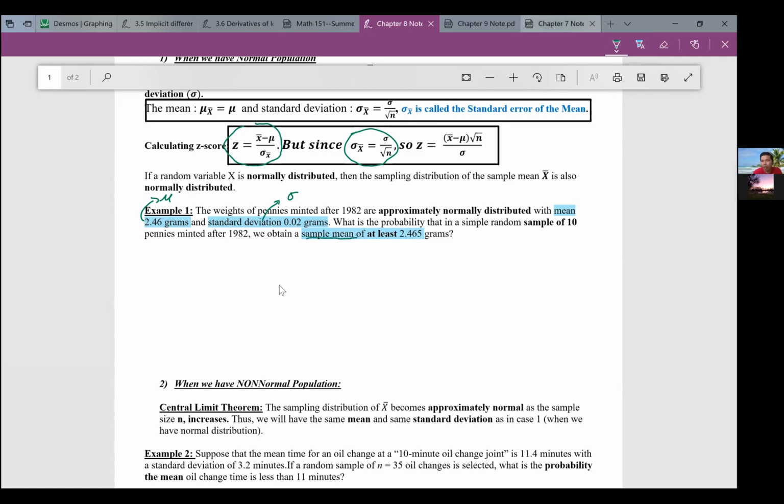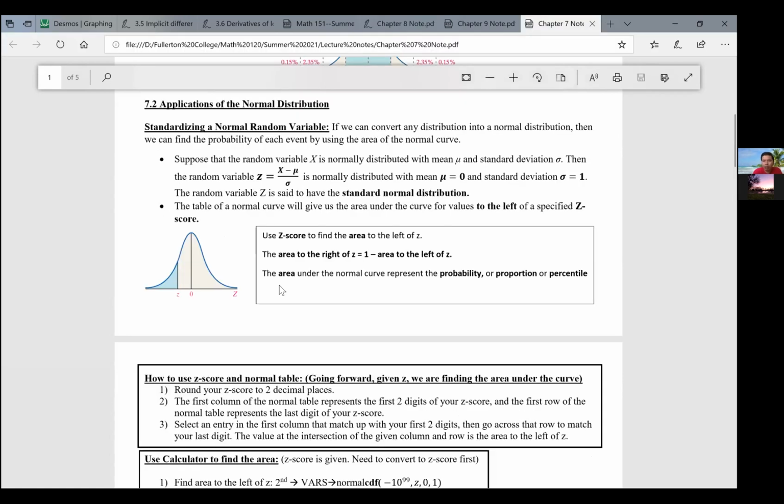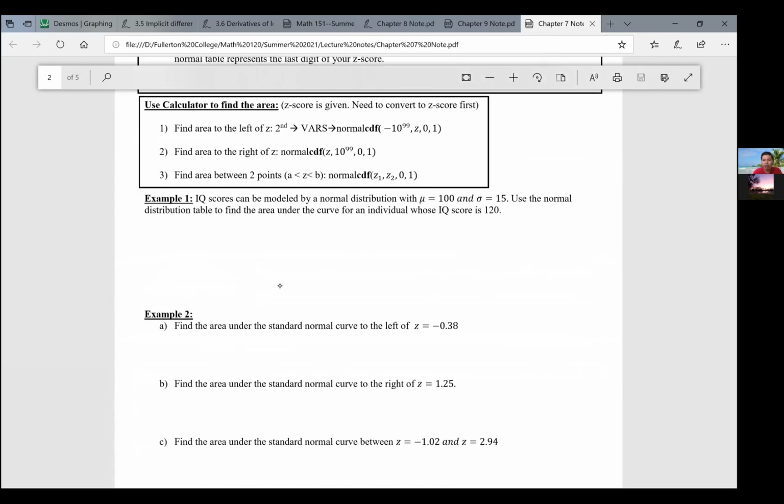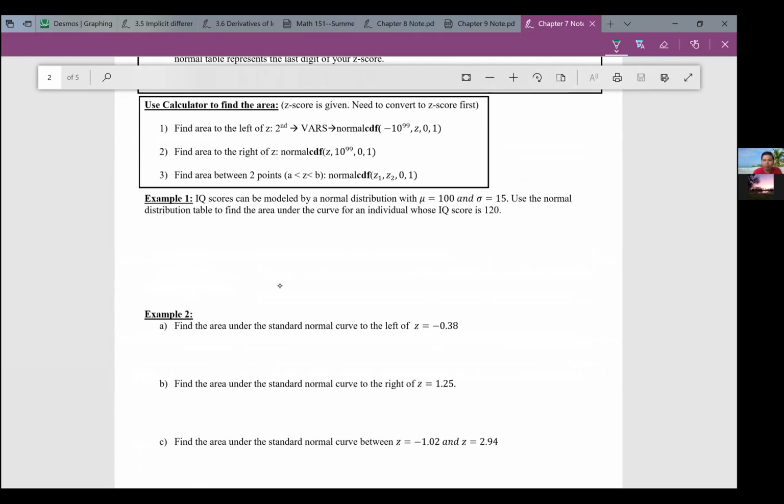If you go back to chapter 7 and look at the first problem, you can see that it is normally distributed with a mean of 100 and standard deviation of 15. So the information is not different.